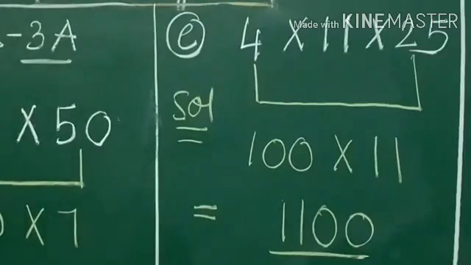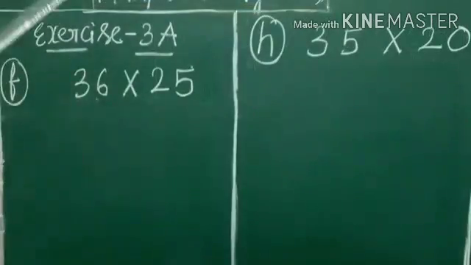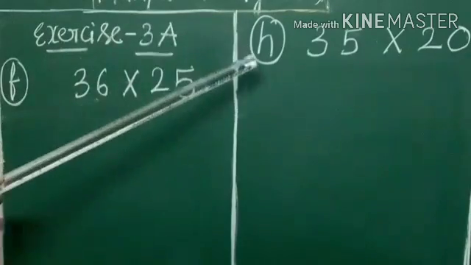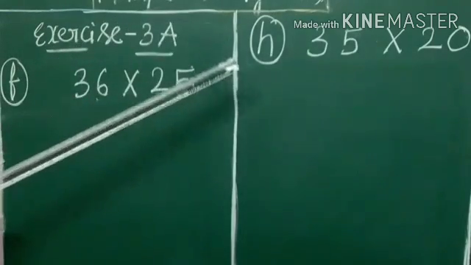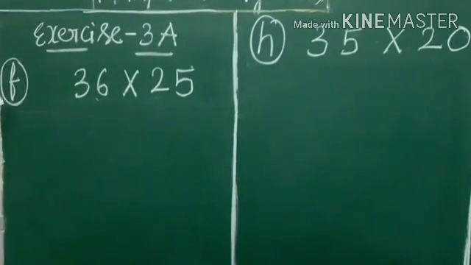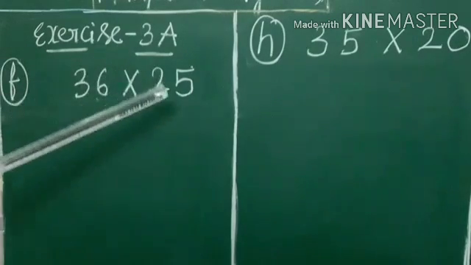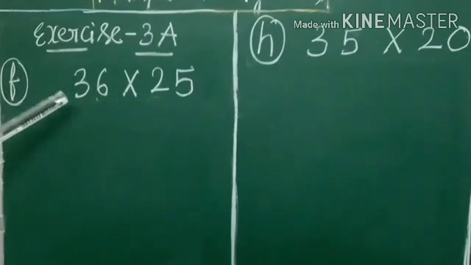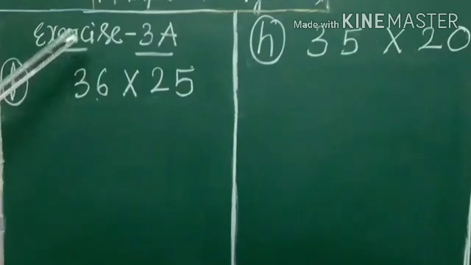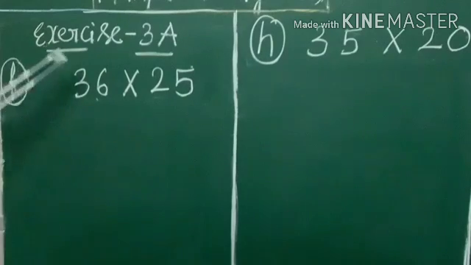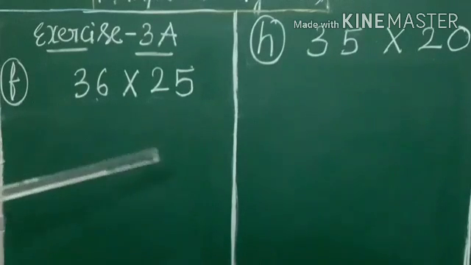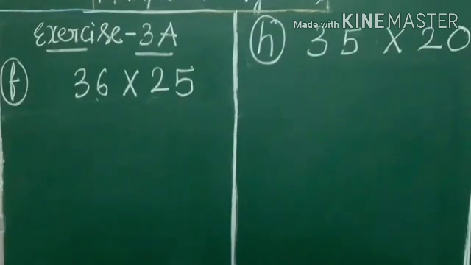So this is the way you have to use the first strategy children. Now let us see a few problems related to the second strategy. Now we are going to learn the F problem and H problem in exercise 3A. A and E problems use the first strategy. Now which strategy do the F problem and H problem use? Let's start with the F problem, 36 into 25. If they give two numbers, always you should use the second strategy. So what is the second strategy? You have to break up one number to use the first strategy. If you break one number, you will get two numbers, so in total you get a multiplication of three numbers, so that you can use the first strategy.